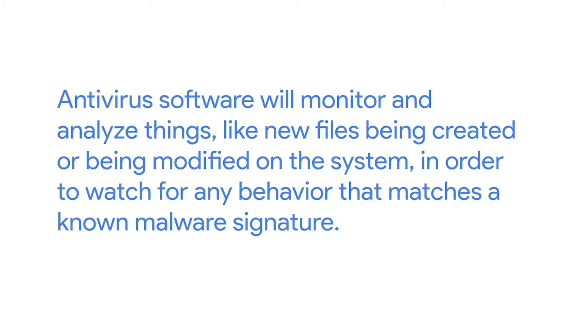Antivirus software will monitor and analyze things like new files being created or being modified on the system in order to watch for any behavior that matches a known malware signature. If it detects activity that matches the signature, depending on the signature type, it will attempt to block the malware from harming the system. But some signatures might only be able to detect the malware after the infection has occurred. In that case, it may attempt to quarantine the infected files. If that's not possible, it'll just log and alert the detection event. At a high level, this is how all antivirus products work.